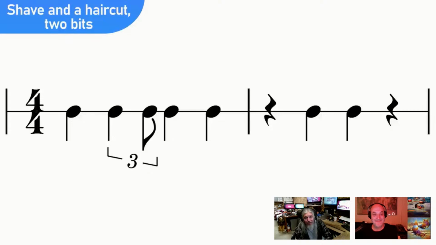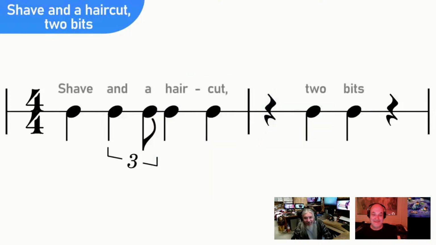And our final rhythm today is what we can call shave and a haircut, two bits. The two bits is some slang referring to a quarter in the US. So it's saying a shave and a haircut. I'll do the shave, and you do the haircut. It's not particularly clear where this rhythm came from, how it became popular, but there are recorded occurrences of it as early as 1899.